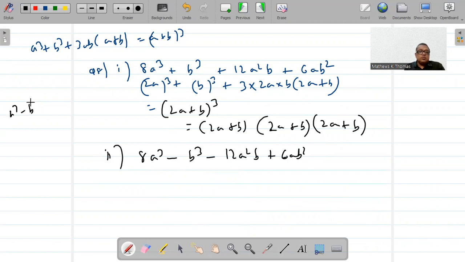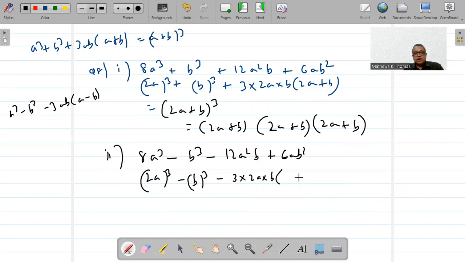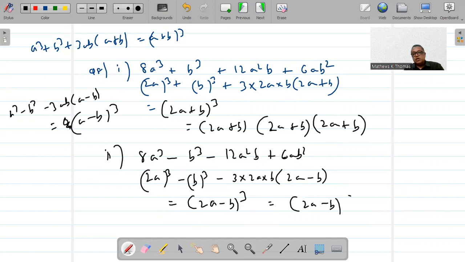So this is a cube minus b cube minus 3ab bracket a minus b. We have to write it in this format. So I'm going to write this as 2a cube minus b whole cube minus 3ab bracket a minus b, right? When I open this, I'm going to get this. So I'm writing it in this format. So this answer I'm going to get as 2a minus b whole cube, right? This is a minus b whole cube format. So this is 2a minus b, 2a minus b, 2a minus b, 3 times.